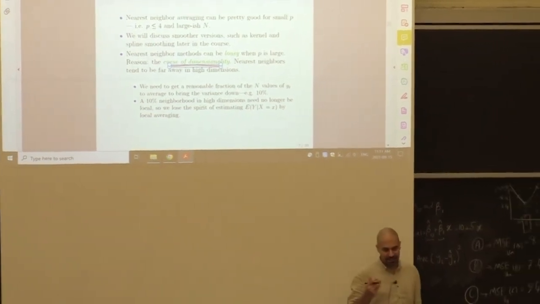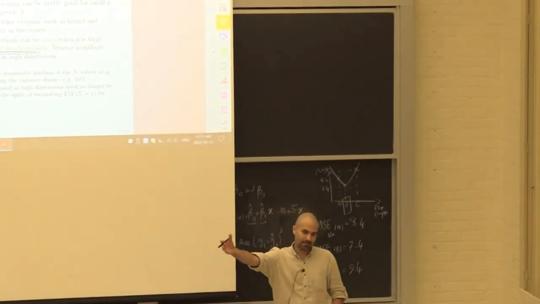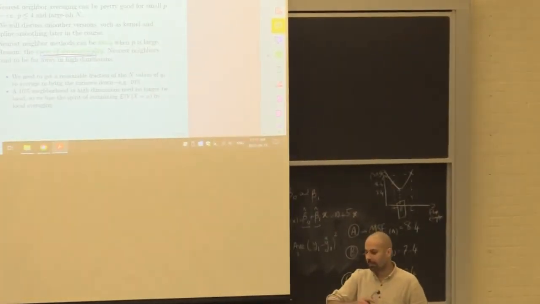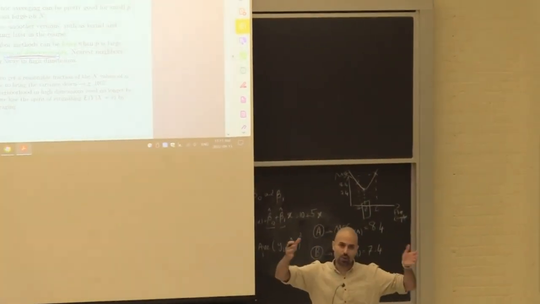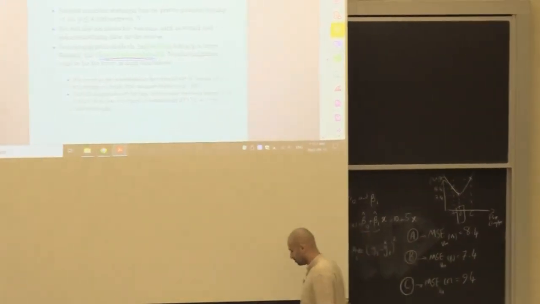Curse of dimensionality means that in a predictive model, when the number of dimensions increases, the capability of the model in finding local neighborhoods decreases, and it decreases exponentially. So let me give you an example.